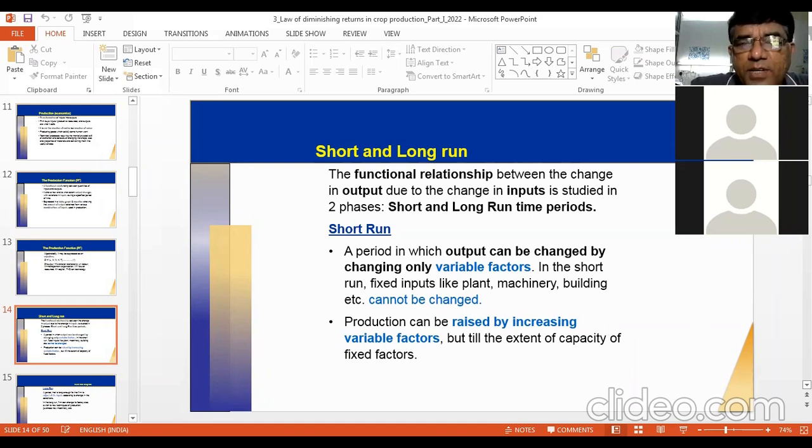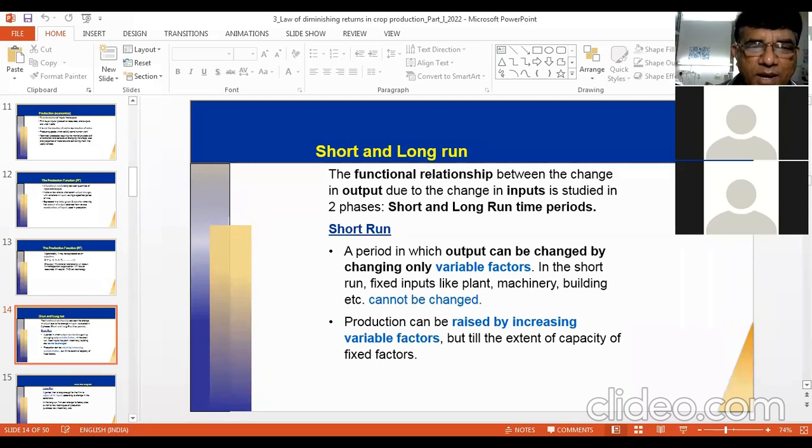Short run is a period in which output can be changed by changing only variable factors. In the short run, you can make changes only in variable factors. In the short run, fixed inputs like plant, here meaning industry, plant, machinery, building, etc., cannot be changed. It means in the short run, you can change only variable cost. You cannot change the fixed cost. You can think in that way also, because these variable factors also involve cost, similarly fixed inputs also involve cost, so you can define them with respect to cost also.